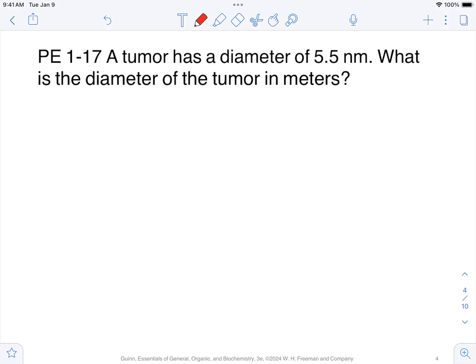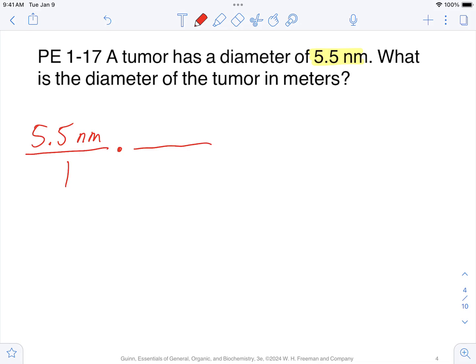A tumor has a diameter of 5.5 nanometers. What is the diameter of the tumor in meters? So again, write down your given first. We are given 5.5 nanometers. Always put it over the number 1. Eventually, we're going to have numerator and denominator having units. So this will help us get ready for that.